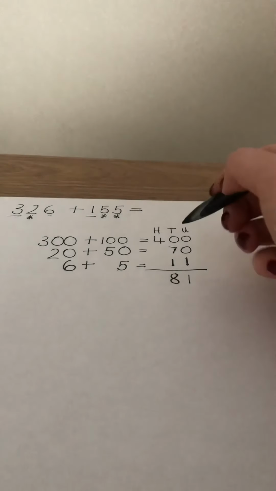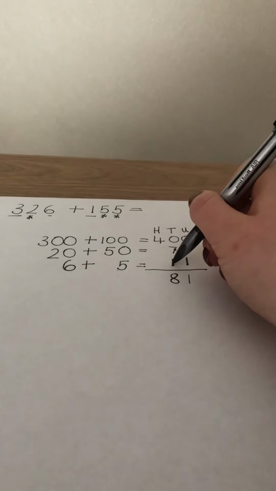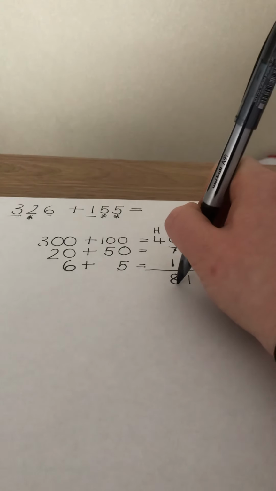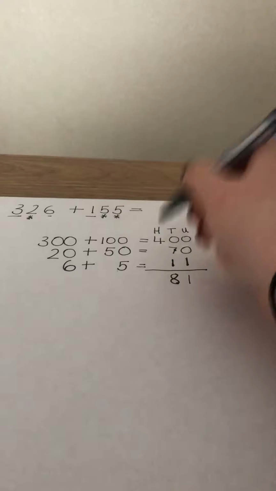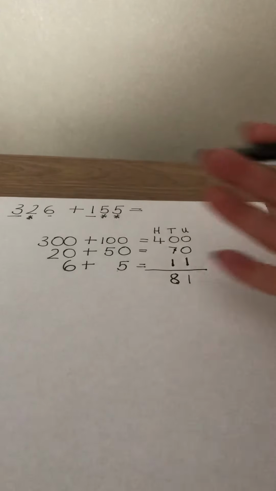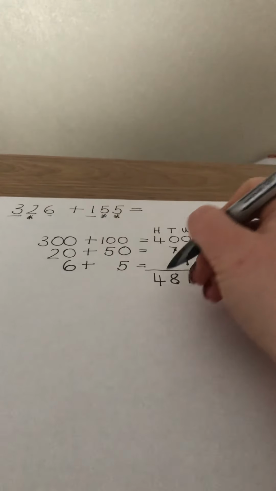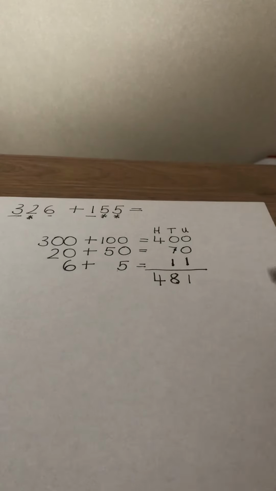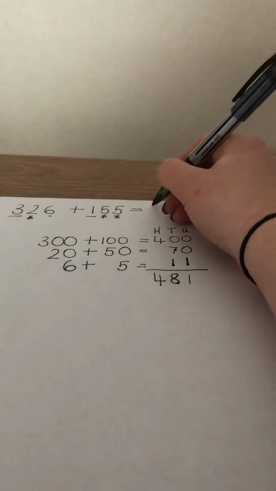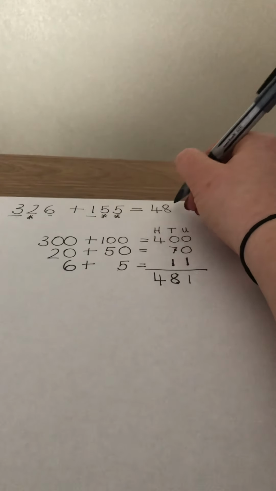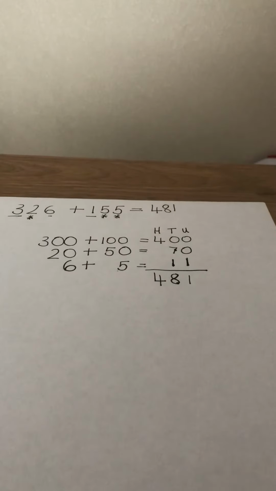Okay, so we've got 8 tens there altogether. I've got 7 tens, add 1 ten. I've got 8 tens, which is 80. Now I've got hundreds to add, so we've got 400. I've got nothing else to add to it, so I've still got 400. Okay, so I've got 481. Don't forget to write your answer in the correct place so we know that you've answered it.